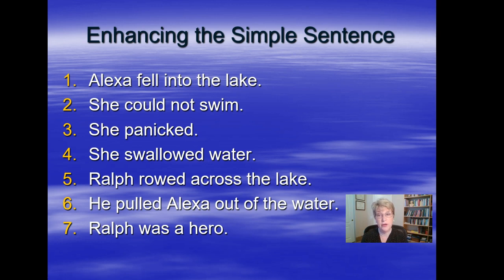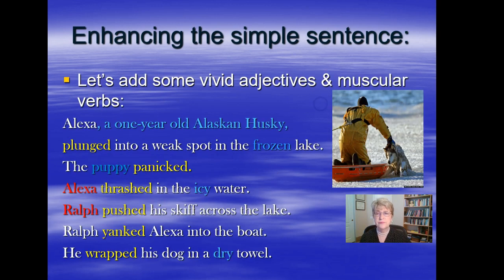Alexa fell into the water. She could not swim. She panicked. She swallowed water. Ralph rowed across the lake. He pulled Alexa out of the water. Ralph was a hero. Okay, this kind of writing is grammatically correct, but it's kind of like going to a party in a plain dress and no makeup. It's just not engaging. So we're going to add some vivid adjectives and muscular verbs to this piece of writing.